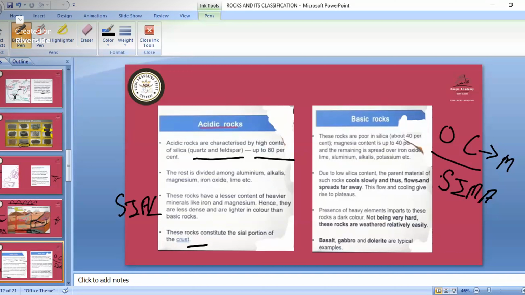Due to low silica content, the parent material of such rocks flows and spreads far away before cooling. This flow and cooling give rise to plateaus. So mostly all plateaus are of basic rocks, even our Deccan plateau. The presence of heavy elements like iron and magnesium imparts a darker color to the rocks. And not being very hard, these rocks are weathered relatively easily. The examples are basalt, gabbro, dolerite. So basalt, gabbro, dolerite are examples of basic rock, and quartz and feldspar are examples of acidic rock.